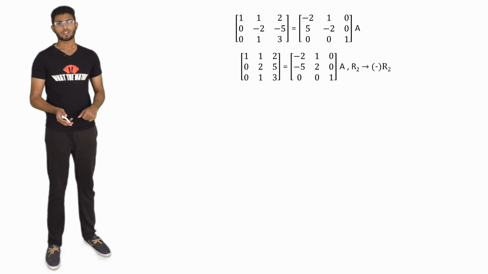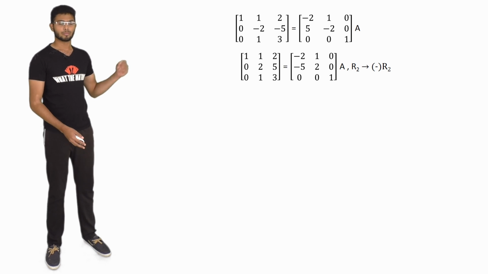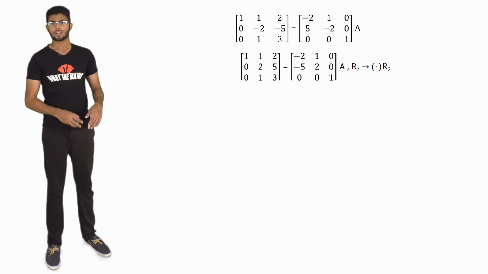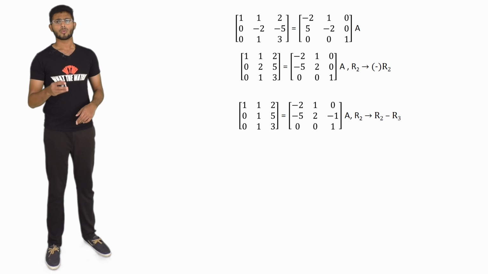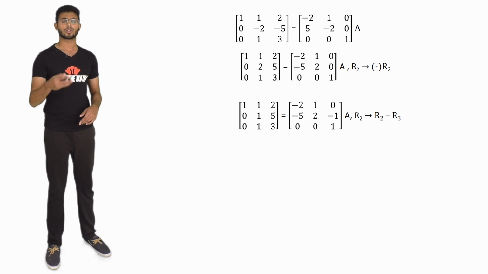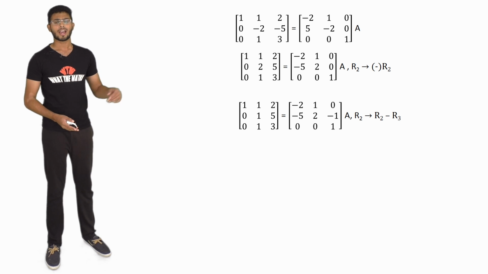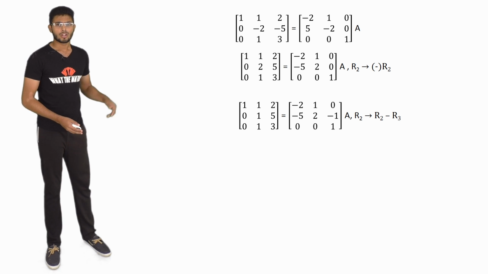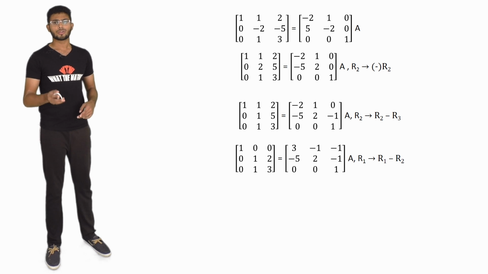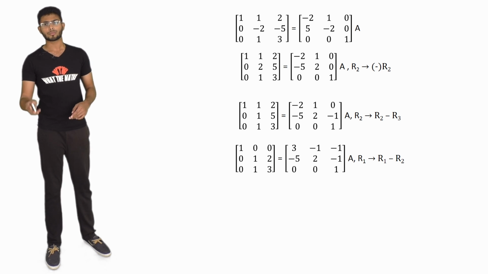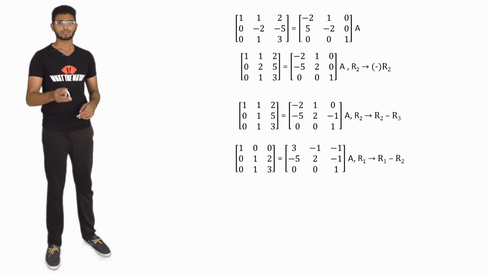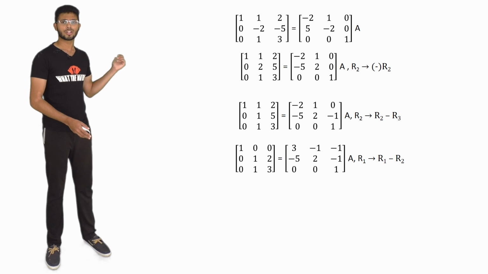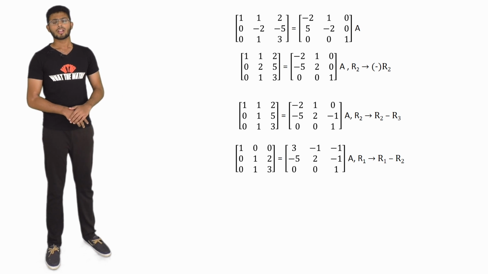So now you're going to try and make the middle value, which is the 2, into a 1. To do that, we're going to do R2 implies minus R2. After you do that, you're going to do R2 implies R2 minus R3. As you can see, R2 minus R3, and you're going to get a 1 in this position over here. When you do that, you're going to do R1 implies R1 minus R2. When you do R1 minus R2, you're going to have 1 0 0, 0 1 2, 0 1 3.